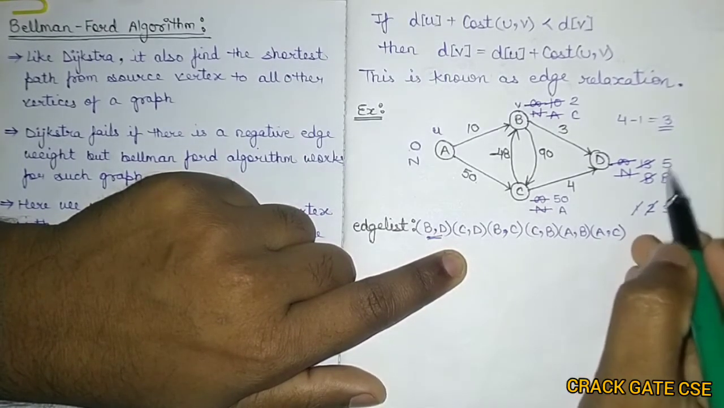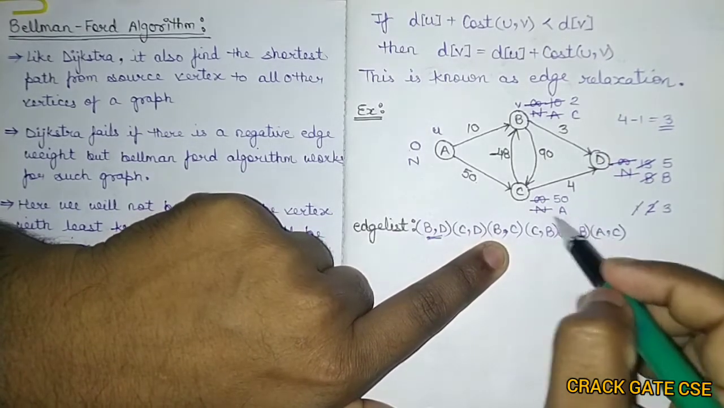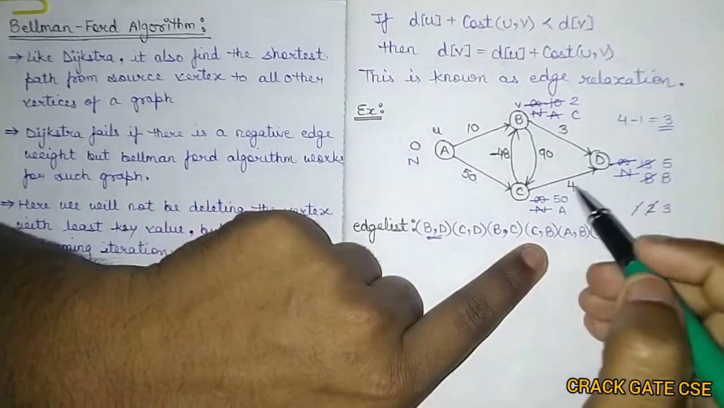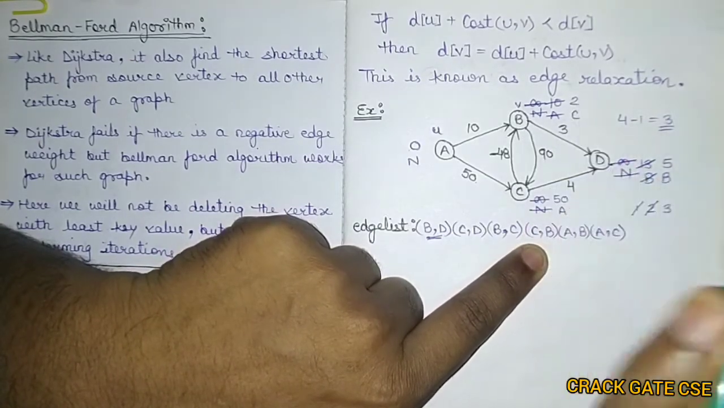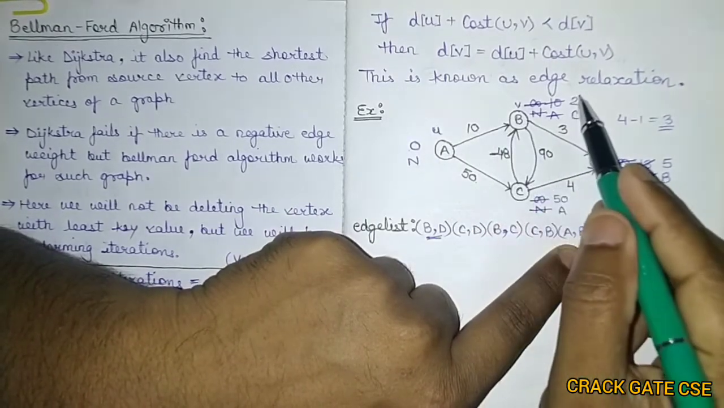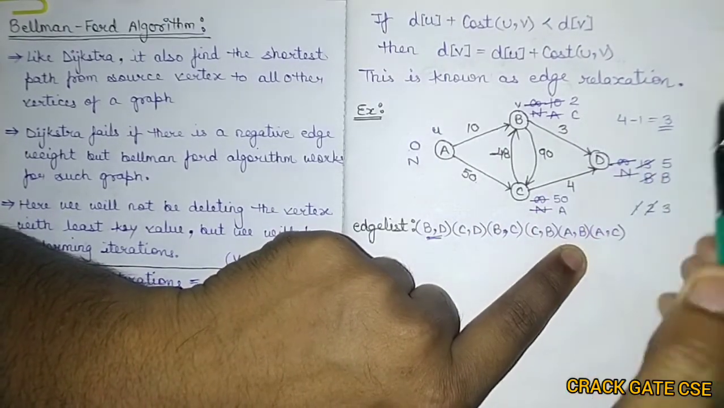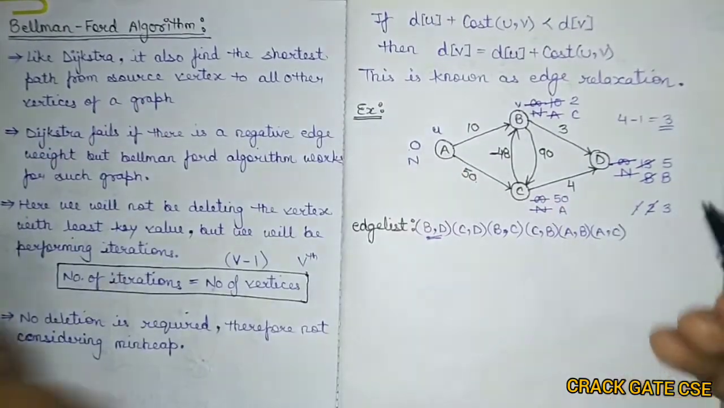54 and 5, so 5 is smaller, no need to update. BC, 90 plus 2, 92 and 50 is already smaller, no need to update. CB, 50 minus 48 is 2 and this is already 2, no need to update. AB, 0 plus 10 is 10, which is greater than 2, no need to update. Similarly AC, 0 plus 50 is 50 and this is already 50, so no need to update.